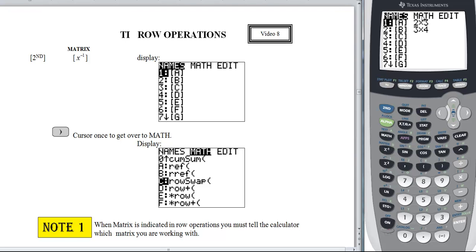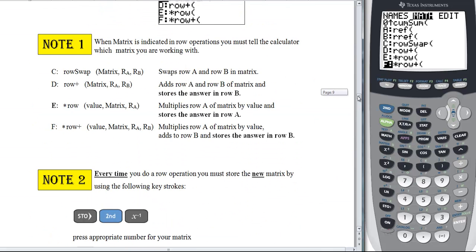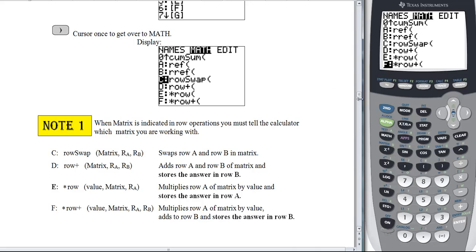I've got to get to the math. So cursor once. Now you'll notice this is not the screen that I have indicated on my paper. The easiest way to get to the screen that I've got is to use an up arrow. Okay, this is the screen that we will use the most. So first note, let me move this down a little bit.